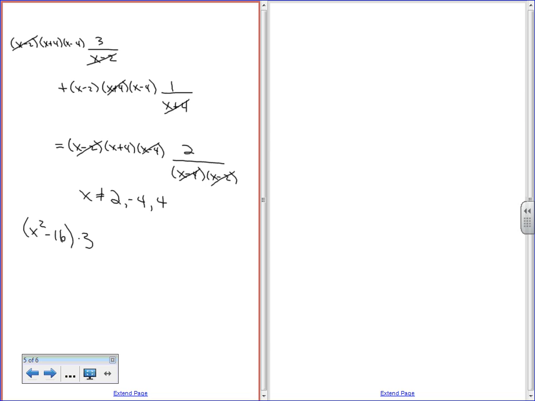My second term, I have x minus 2 times x minus 4 times 1. So that would be x squared minus 6x plus 8. And then on the other side, I'm left with 2 times x plus 4. Distribute that through. Can I get that?